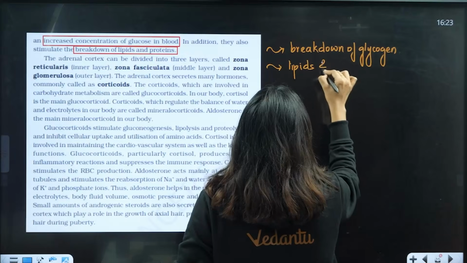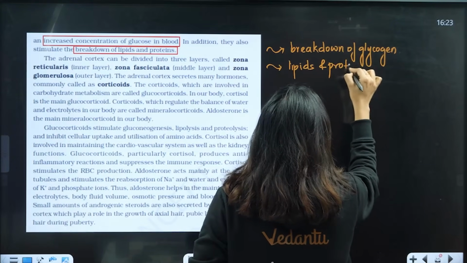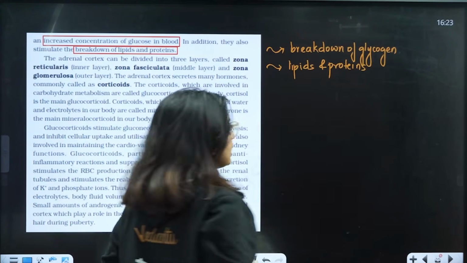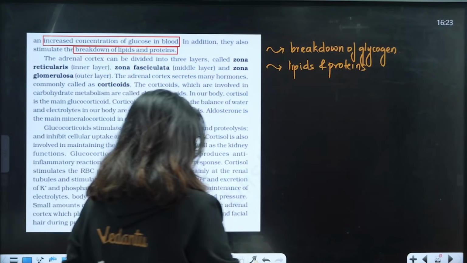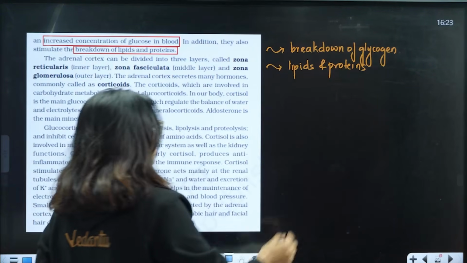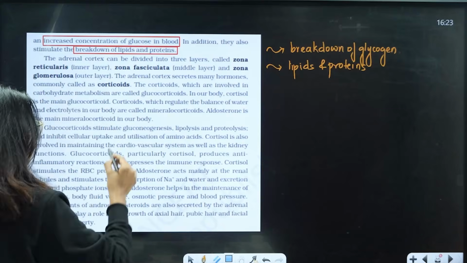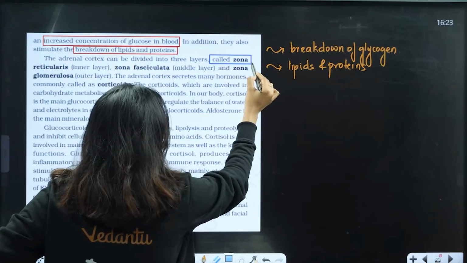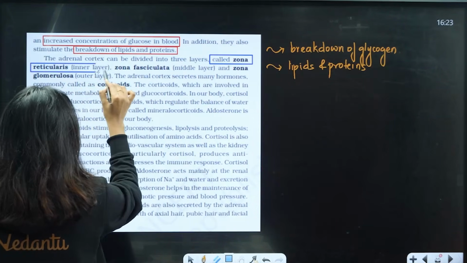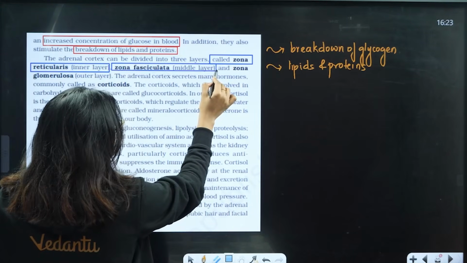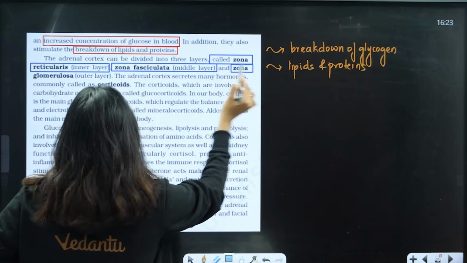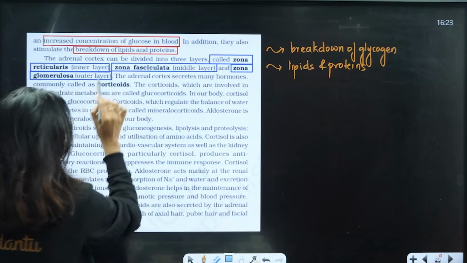Lipids and proteins. In the glycogen one, the breakdown, students, it is going to become glucose. Now here coming to the major part, you can open your NCERT in case this is not very visible. The adrenal cortex is divided into three layers. First one is called zona reticularis, the inner layer. Then we have zona fasciculata, the middle layer. Then we have zona glomerulosa, the outer layer.